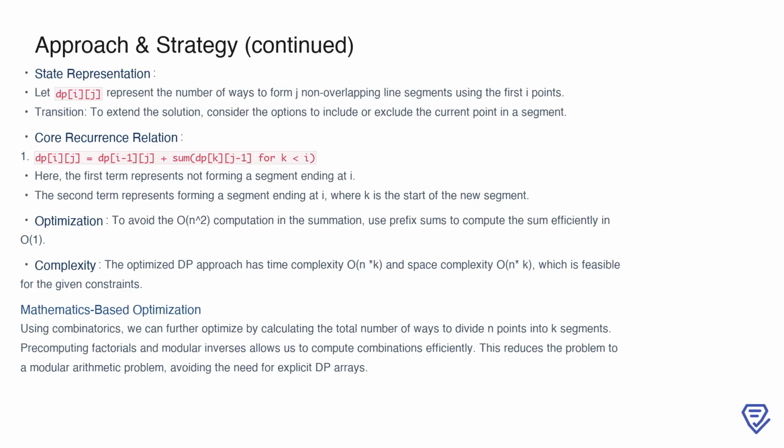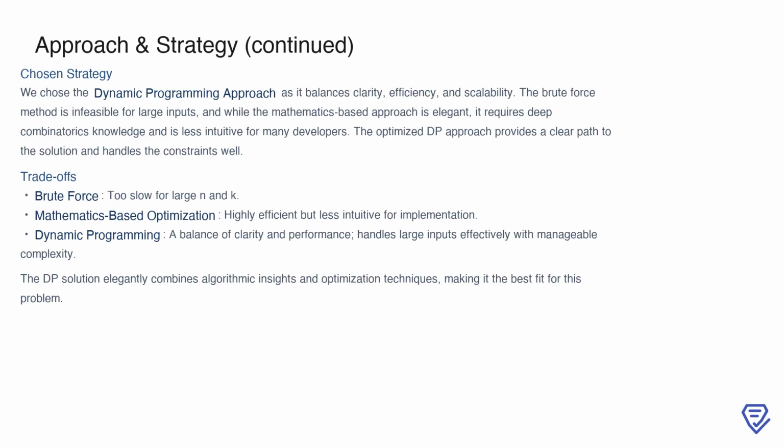For even greater efficiency, we can explore a mathematics-based optimization that uses combinatorics to calculate the number of ways to divide endpoints into k segments. By pre-computing factorials and modular inverses, we can reduce the problem to modular arithmetic. However, this approach introduces additional complexity and requires specialized knowledge of combinatorics. After evaluating the different approaches, we opted for the dynamic programming method as our strategy. This approach strikes the right balance between clarity, efficiency, and scalability.